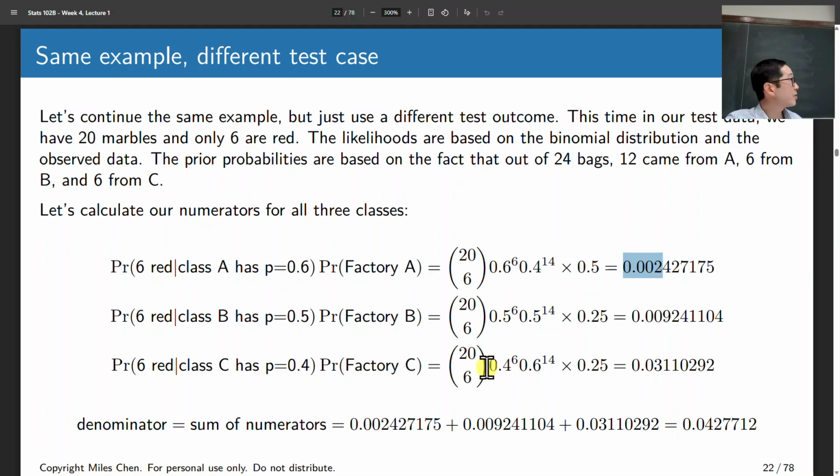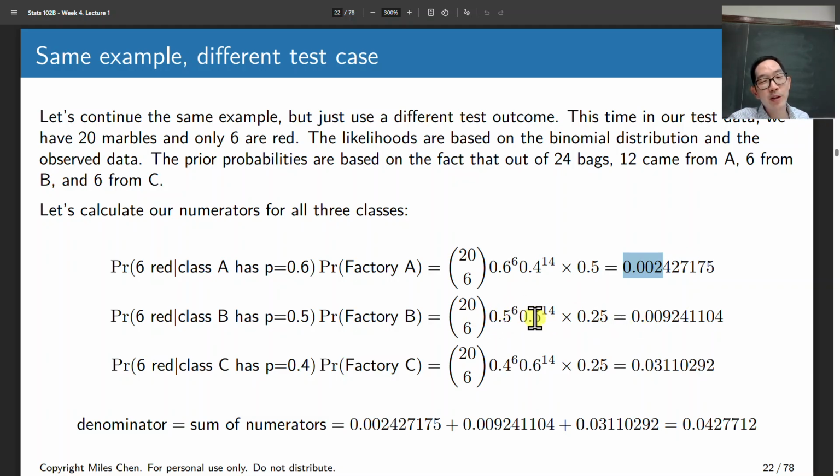Meanwhile, if we look down at factory C, we do 22.6. What's the probability of a red marble for factory C? It's only 0.4, and we only have 6 of them, okay? And what's the probability of a blue marble for factory C? It's 60%. And how many do we have? We had 14 of them, okay? So this number is not going to be as small as this one, okay? So even though we're multiplying by 0.5 here, and here we're multiplying by 0.25, the numerator for factory C is a lot bigger at 0.03, okay? 0.03 versus 0.002, okay? Same kind of calculation for factory B.